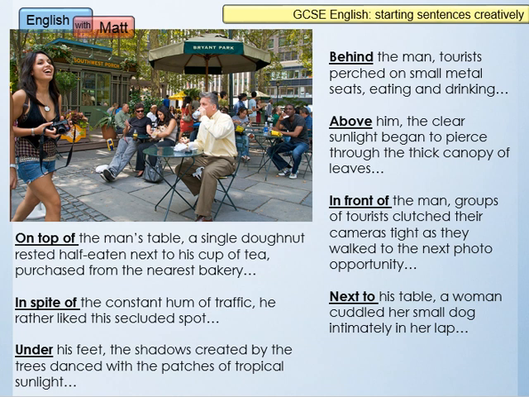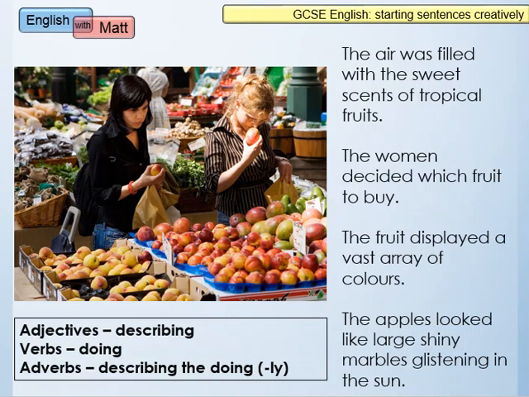I want to now move on to adjectives, verbs and adverbs, and there's a box there at the bottom which reminds you in a very brief way what each of these word types are. We have an image of 2 women at what looks to be a marketplace fruit stall. On the right hand side we have 4 sentences, but if you look at the first word of each sentence, they each begin with the word the.